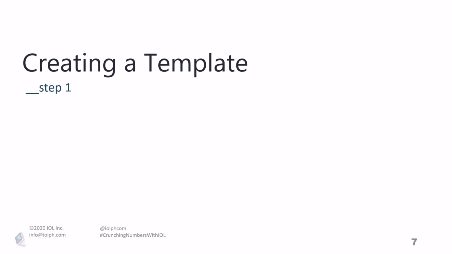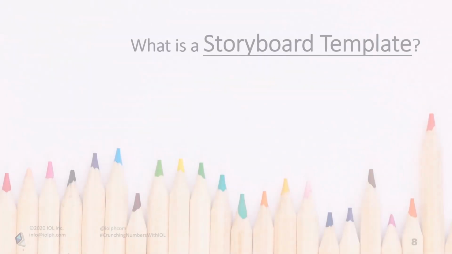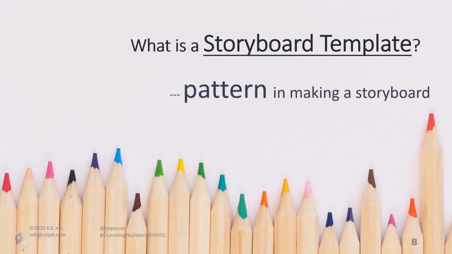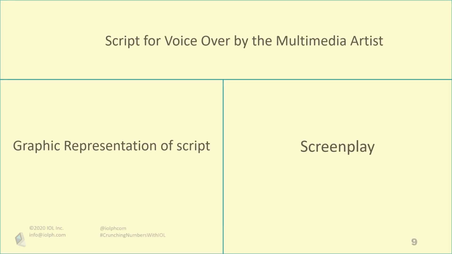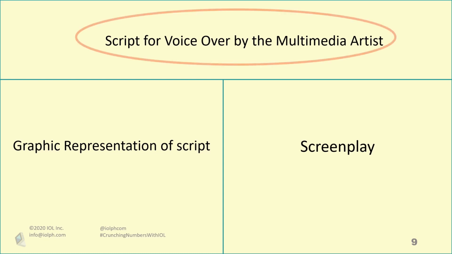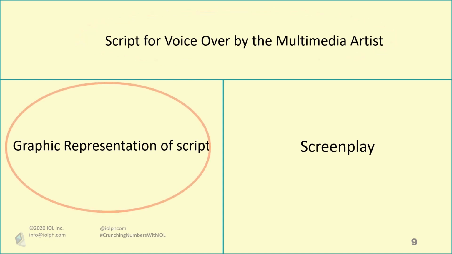The first step is to create a storyboard template. A storyboard template is the pattern we use as a guide in making the storyboard of a script. An example of the template I used is like this. On the uppermost portion of this template, this is where we will add a part of the script. It may be a sentence, a phrase, or a word describing the scene. On the lower left side is where we put a graphic representation of the script. This is where we will show how the animator will animate or present the script.